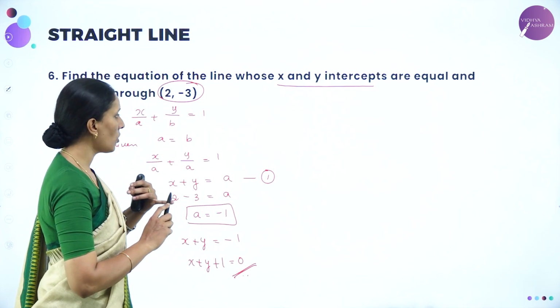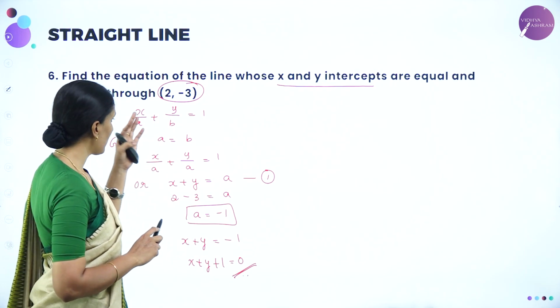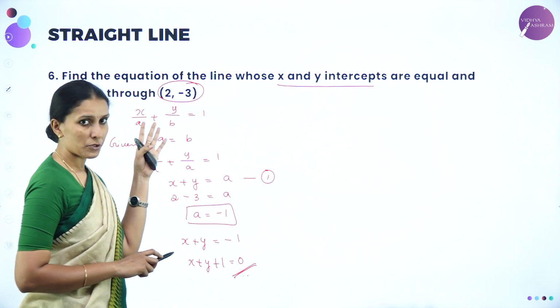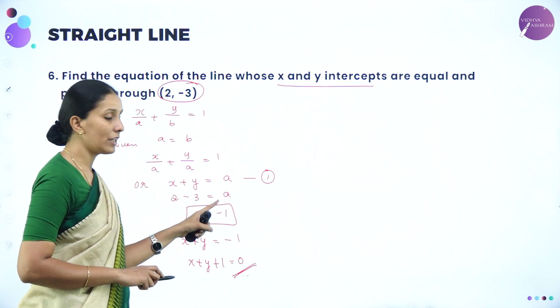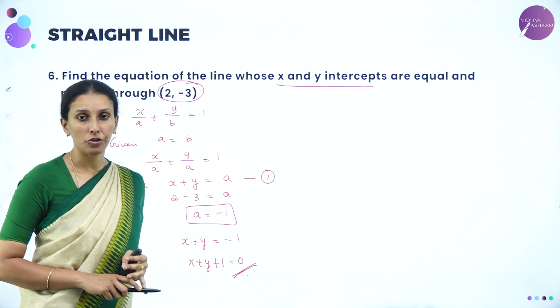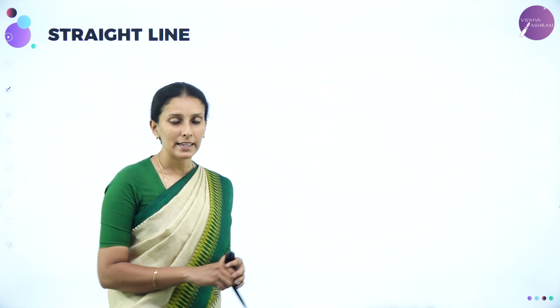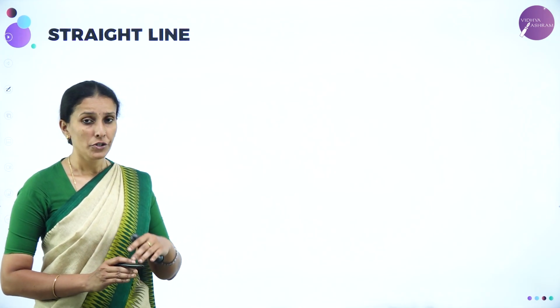Here the slope is not given or any other condition is not given, but they have clearly said their intercepts are same. So using the intercept form of an equation, we can find the value of a and substitute it later to get the equation of a straight line. So thus in this session, we have discussed how to find out the slopes of a given line, also the slopes of parallel and perpendicular lines. So we have found the equation of a straight line under different conditions.